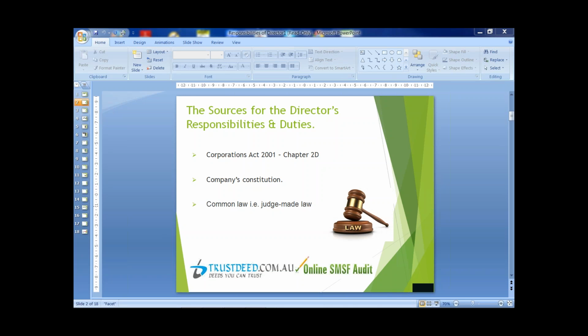The last is the common law, which refers to the law made by judges in various cases. Some duties emerged from various cases include duty to act bona fide in the interest of the company, duty not to act for an improper purpose, duty to retain discretion, and duty to avoid conflicts of interest.